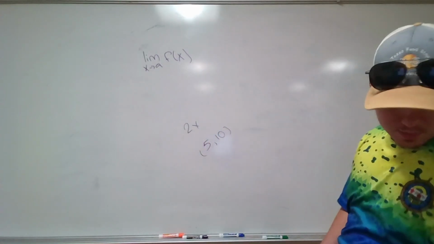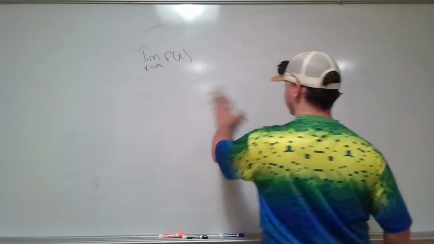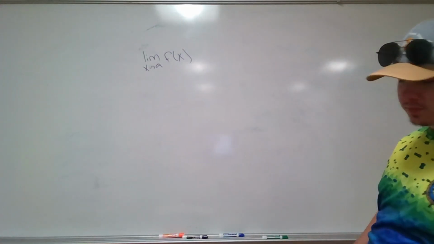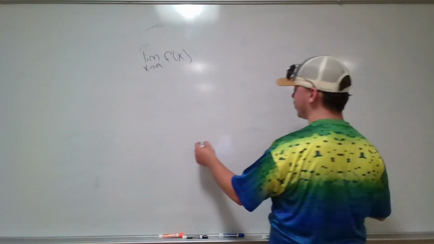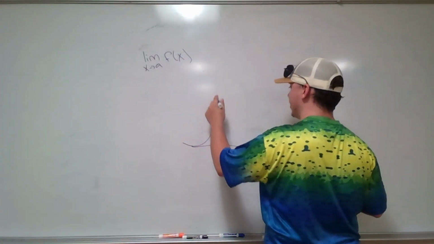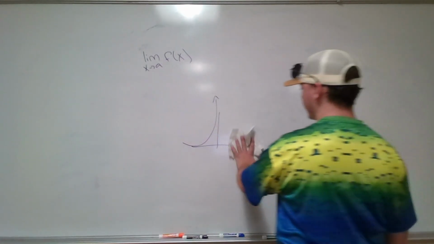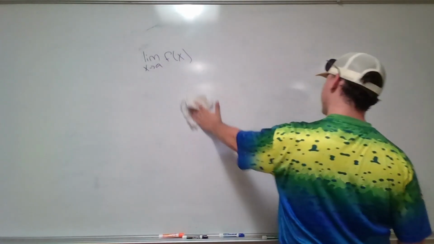When you have an asymptote, you're approaching infinity on a graph like this, and we'll just say the limit goes to infinity.